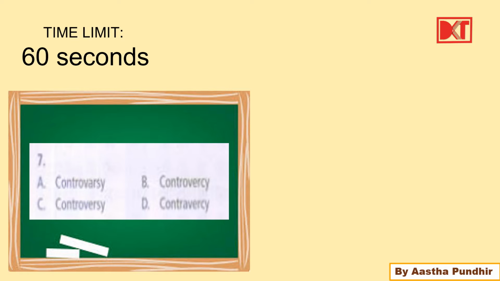Now here the correct spelling is here C, controversy. And if you see the other words, this one, VARSY, incorrect. Here VERCY, which is incorrect. Here, it's not the other spelling, it's controversy. All right.